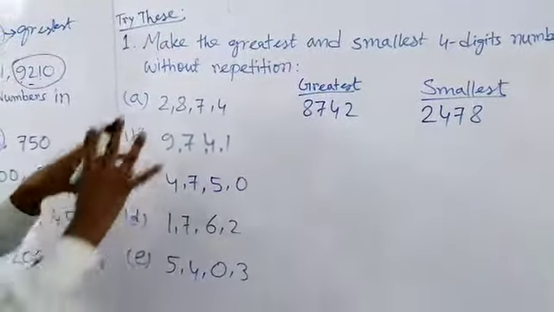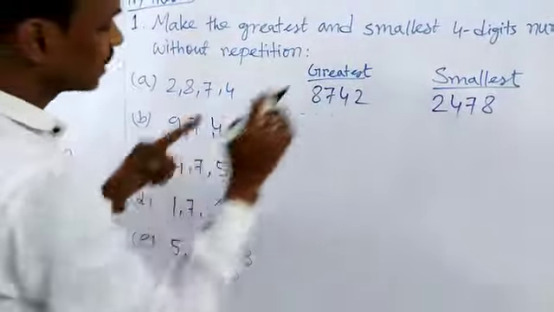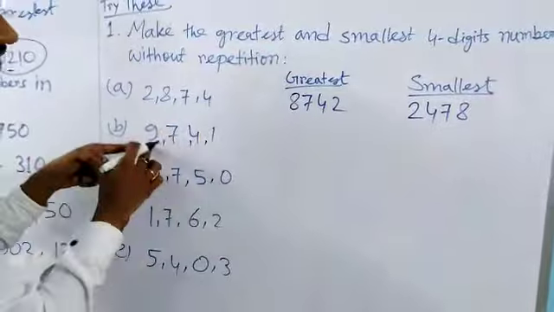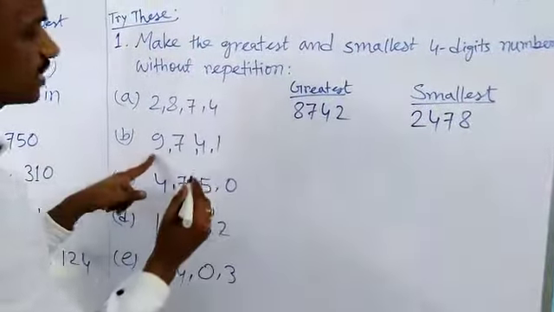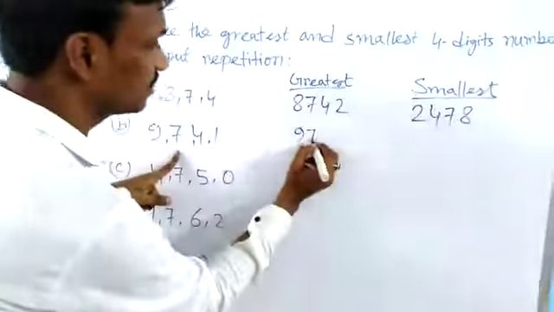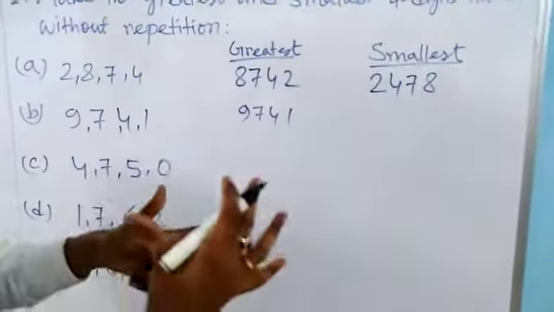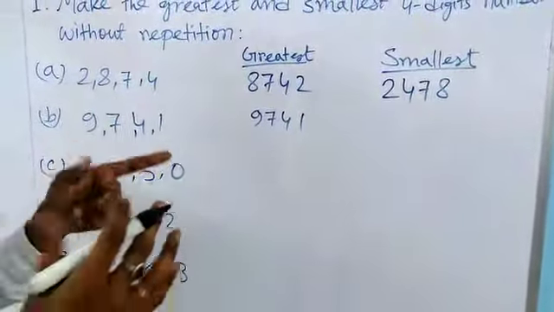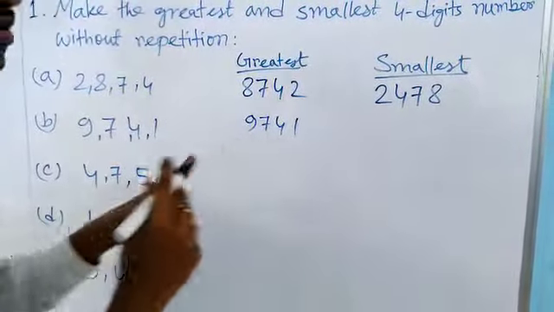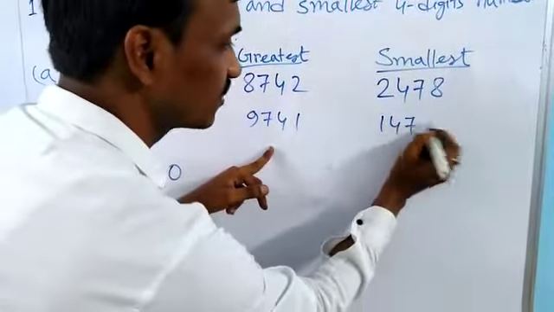Next, how can you form this using these digits? First, the greatest number: arrange the digits in descending order. First write 9, then 7, then 4, then 1. This is the greatest number. And the smallest number you can easily write. How? Write the greatest number from last to first, and it will be the smallest number: 1, then 4, then 7, then 9.